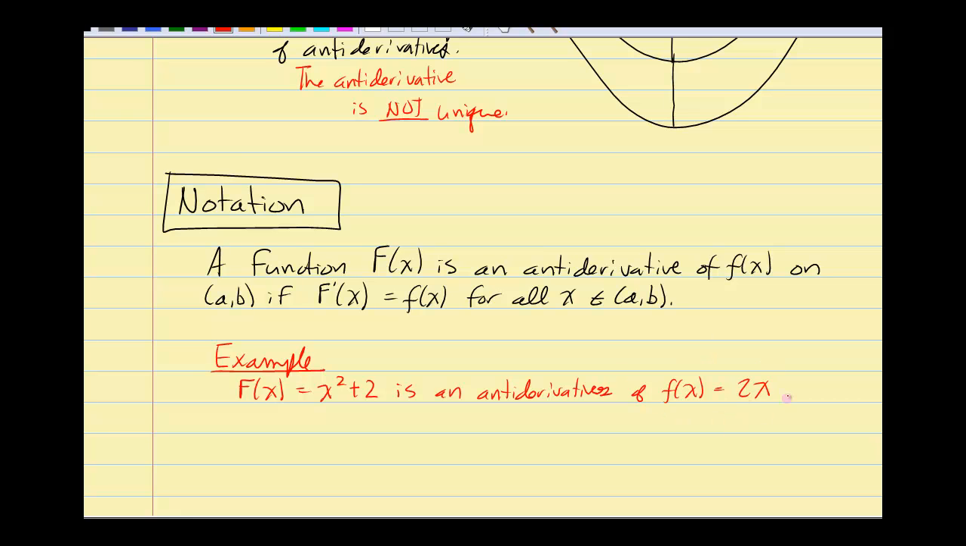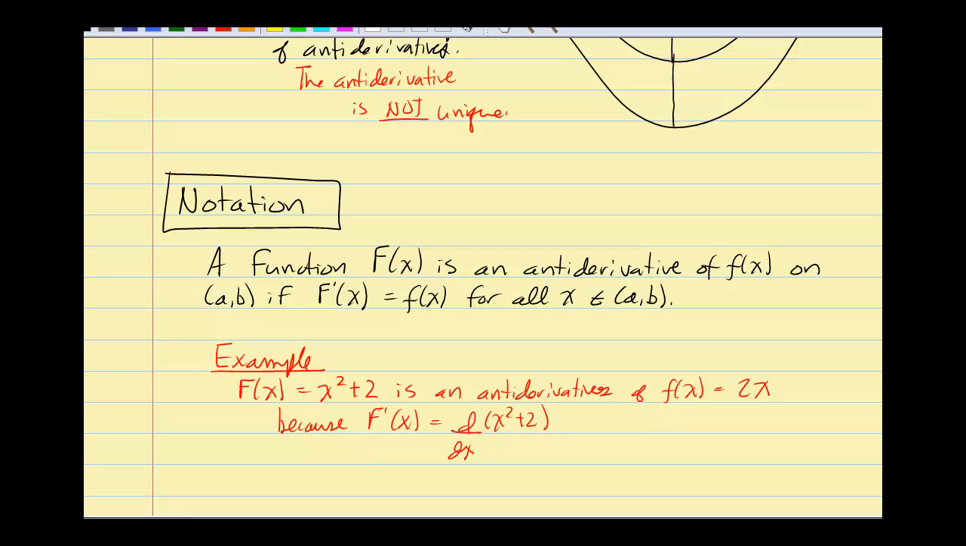So if I look at f of x, lowercase f of x, and I think, where did this derivative come from? Because f of x is the derivative. That could have come from x squared plus 2. It could have come from x squared plus 3, x squared minus 7, etc. Now this works because cap f prime of x is equal to the derivative with respect to x of x squared plus 2.